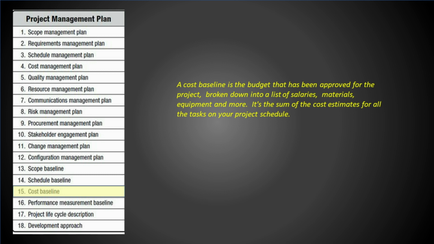Number 15, Cost baseline. A cost baseline is the budget that has been approved for the project, broken down into a list of salaries, materials, equipment, and more. It's the sum of the cost estimates for all the tasks on your project schedule.